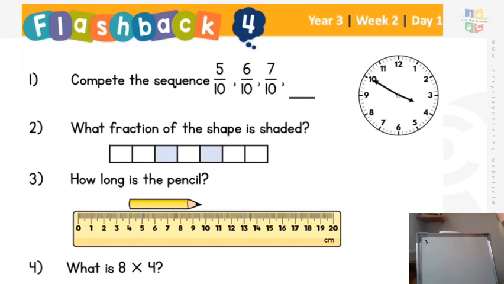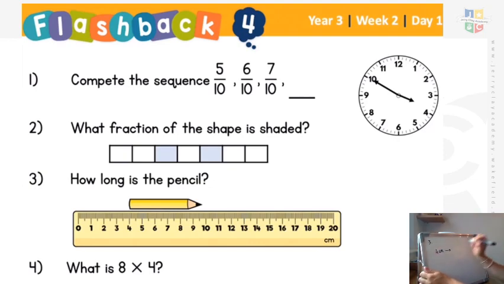Okay, let's have a look at number 3. So number 3, how long is the pencil? So I can see that the pencil does not start at 0, so I need to see where the pencil starts at, and I can see that my pencil starts at 4 centimetres.